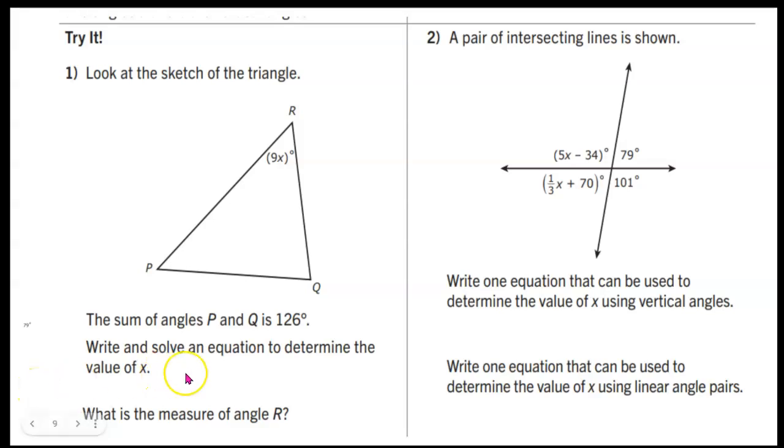All right, here is an equation that you can use to determine the value of x. Remember that angle P plus angle R plus angle Q equals 180. So therefore your equation should be 126 plus 9x is equal to 180, since we know that the sum of angles P and Q is 126. Now, let's find the measure of angle R. Pause the video and solve this equation.